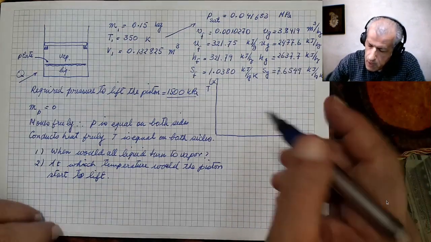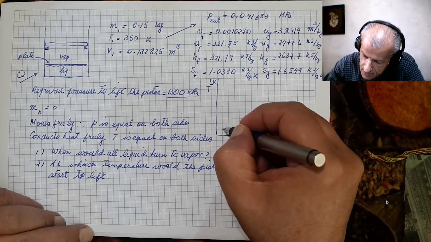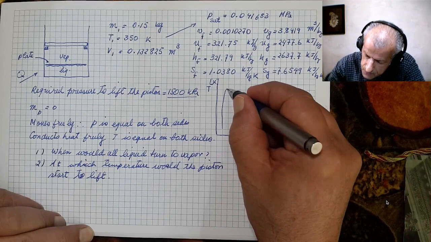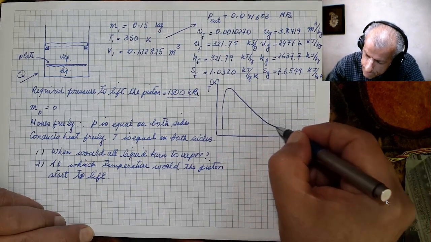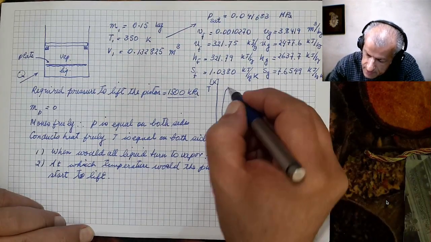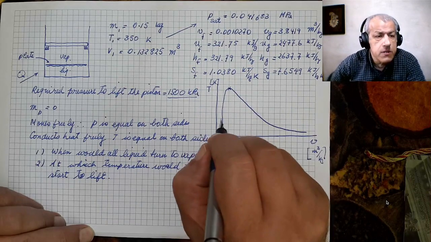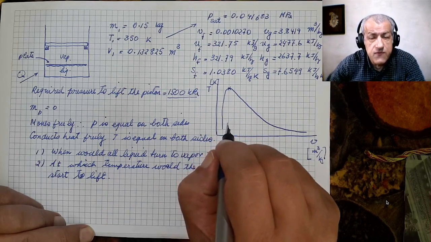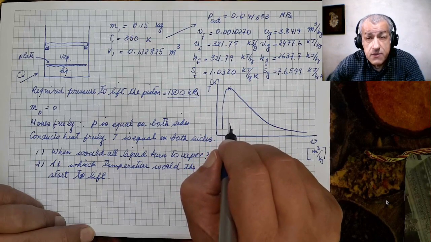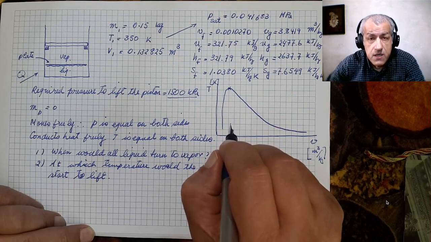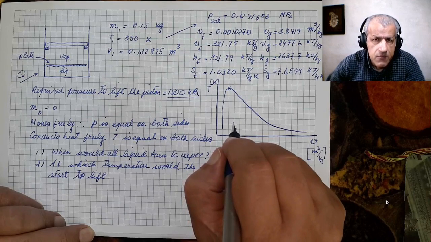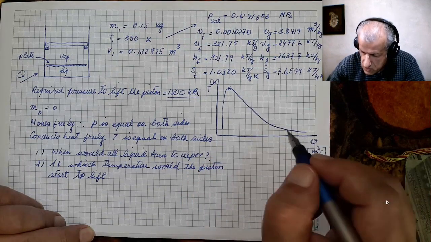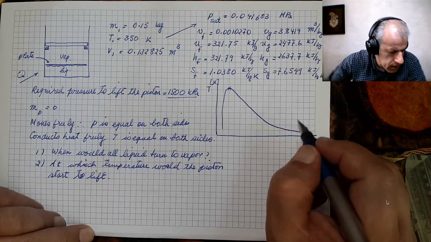So the saturation line is this one, and this is the critical point. The pressure is 22.064 kilopascals, and 393 degrees C is the temperature. But that's what we know about this point.